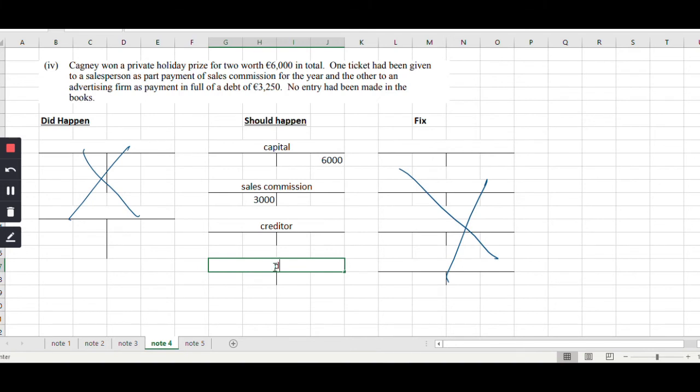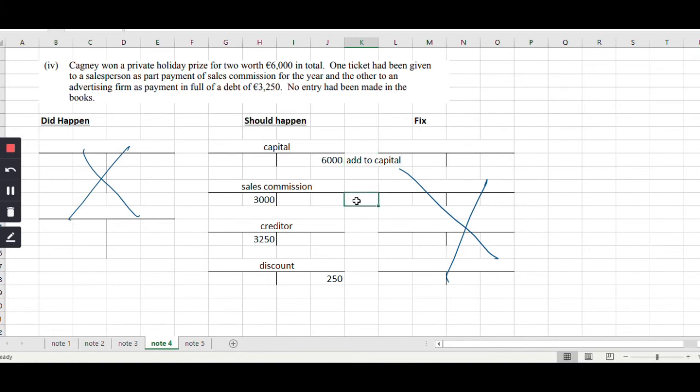So therefore there must have been discount. They must have given us discount. So what will happen here is the creditor will actually reduce by 3,250, and we will receive discount of 250. As you can see, both sides balance. What will we do here? We will add this to capital in the balance sheet.